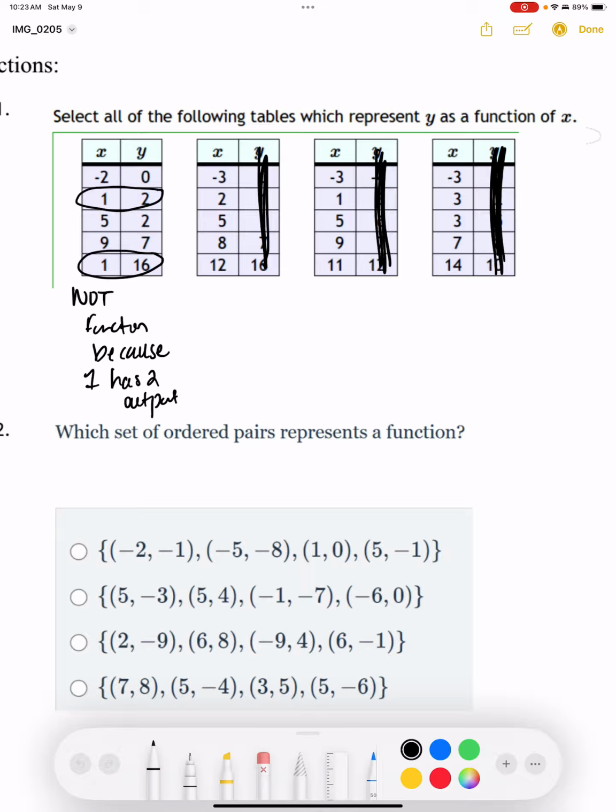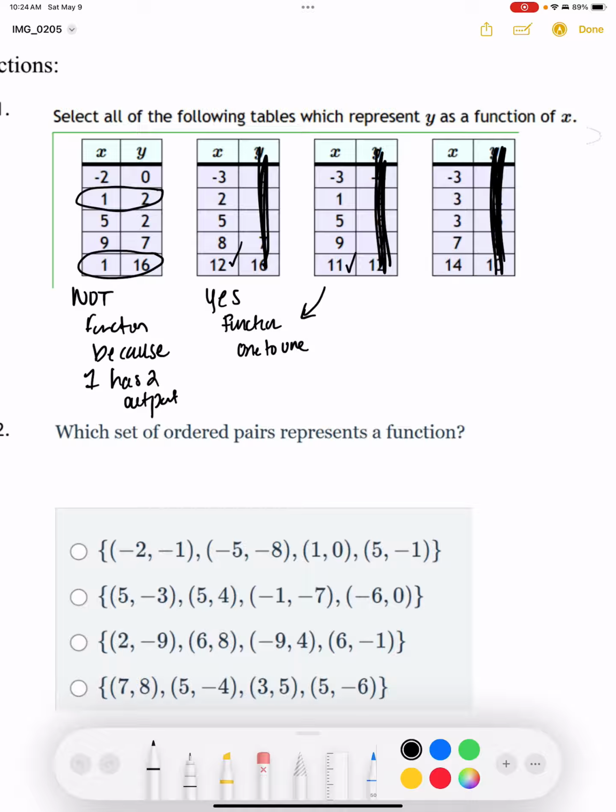If we look at table 2, all the x's are different, so it passes. It means every x has one, like a different partner. So this is, yes, a function. It's 1 to 1. One x has one partner. They don't have, the same x doesn't have 2 pairs. So the third table, they're all different. So this one, same reason.